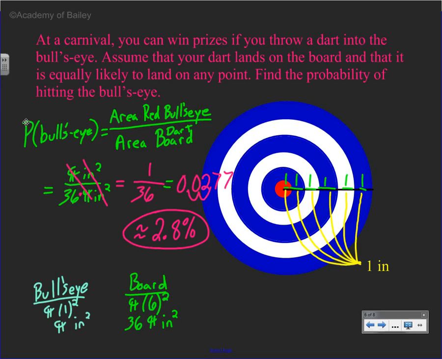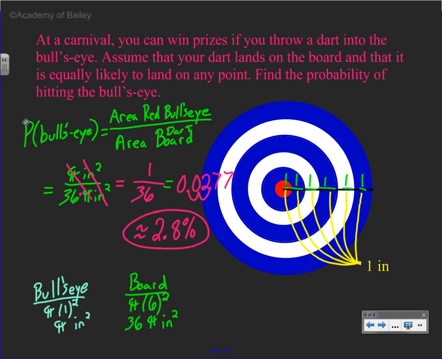I had noticed that before I said 27.8% was the probability of landing in the bullseye, but 27.8% I know is about 1/4. And if you look at that red bullseye on the dartboard, it does not look like it is covering up 1/4 of the whole dartboard. So I checked my calculations, realized that it was only 2.8%, and that looks like the red bullseye is covering about 3% of the board.